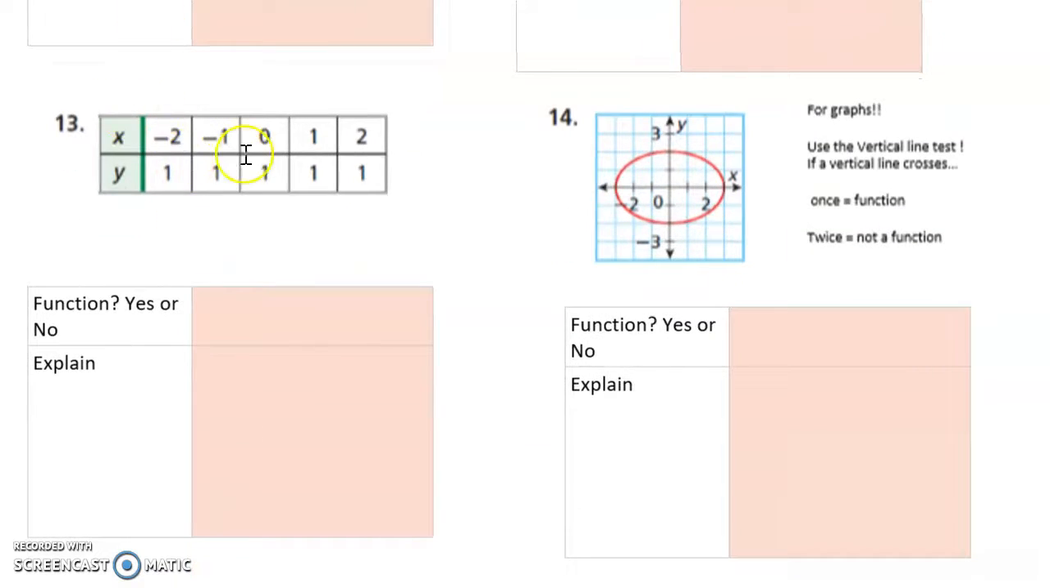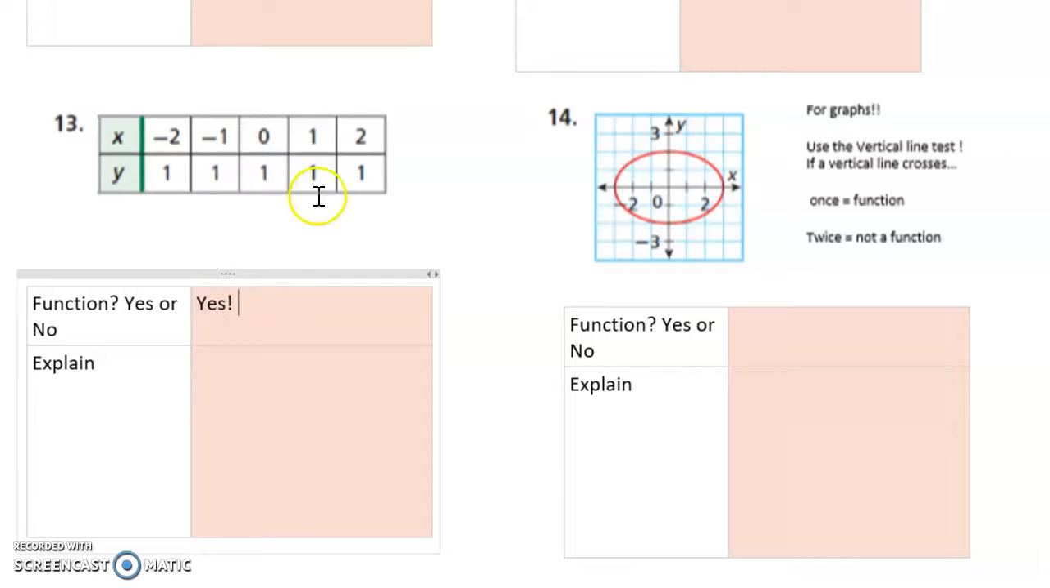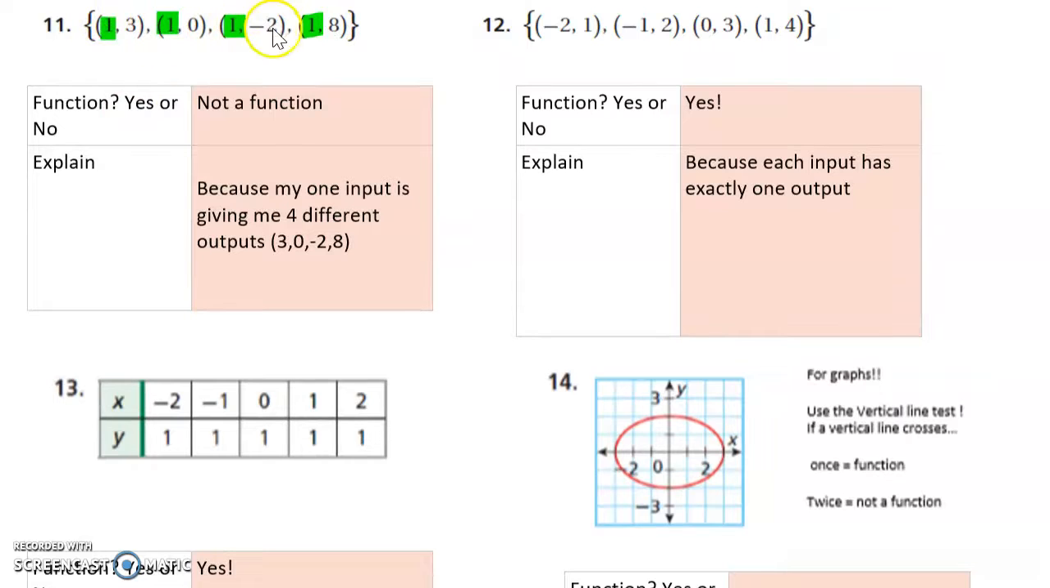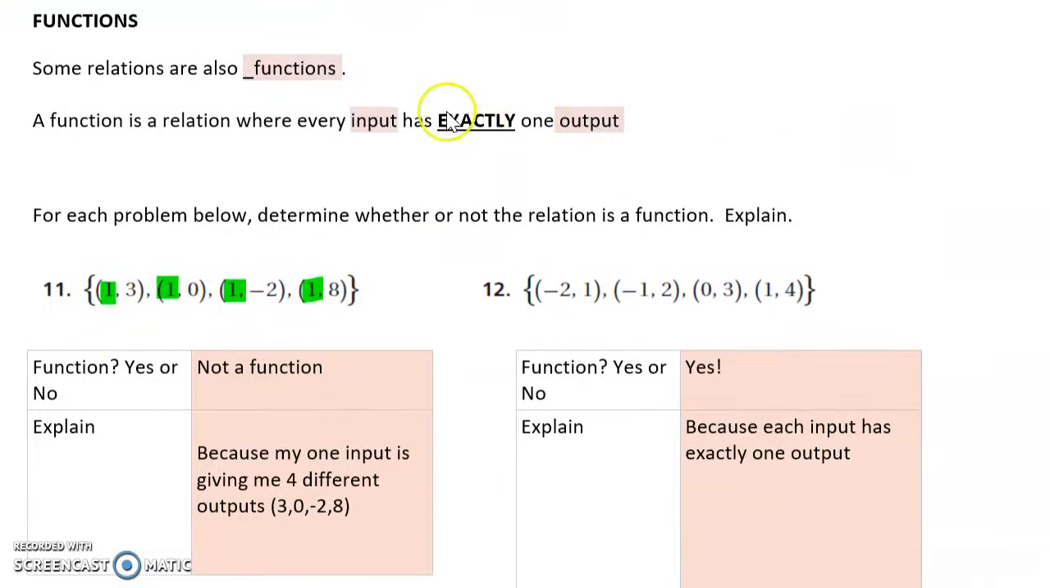Here, again, I have a horizontal table now. So we're reading it up and down like this. -2 is my input, 1 is my output. -1 is my input, 1 is my output. Now, this one is a function. Even though we see 1 a whole bunch of times, just like we did up here, the difference is up here, 1 was my input. So my input was giving me different outputs. Again, a function, every input has one output.